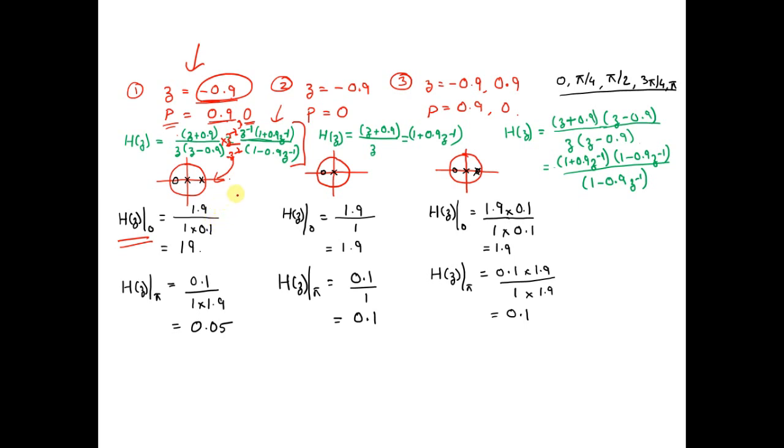Next comes H(z) at 0 frequency. What would be the gain of the system? It is 1.9 for the zero, because from here to here it is 1.9, divided by 1 from here to here, and from here to here 0.1. So you get a gain of 19. Okay, at pi what do you get? 0 to here 0.1, 1 into 1.9, so it is 0.05. So at DC frequency 19, and at pi, the maximum frequency, we have 0.05. So what type of filter is it?